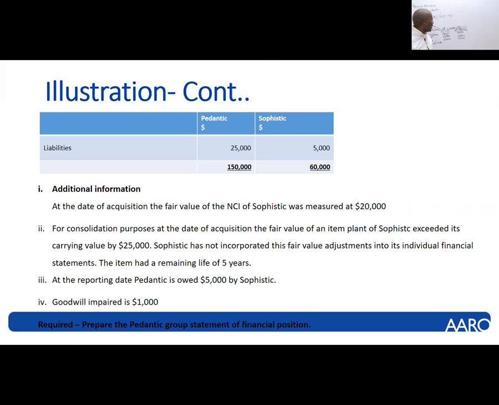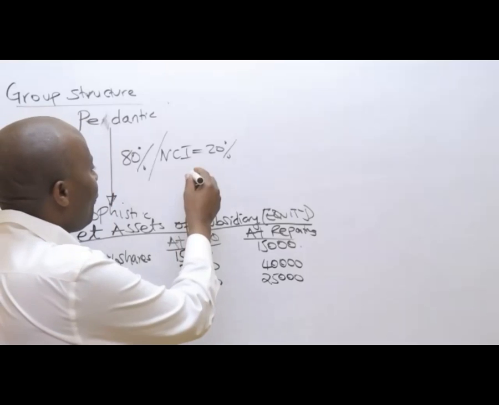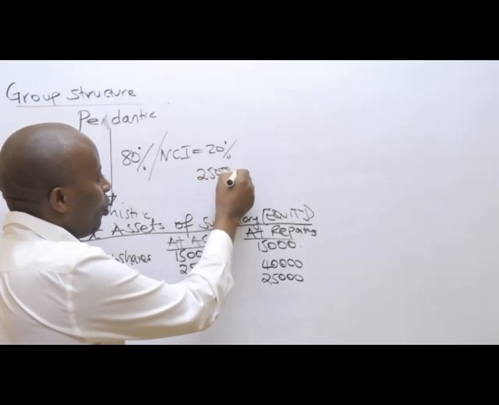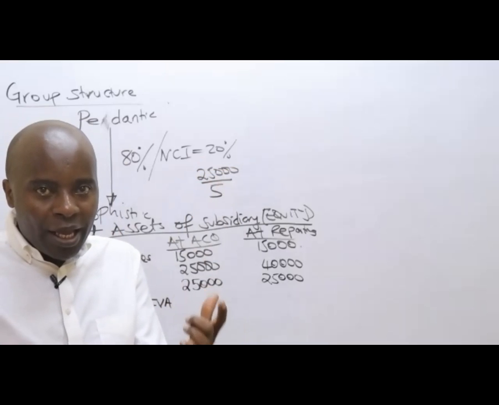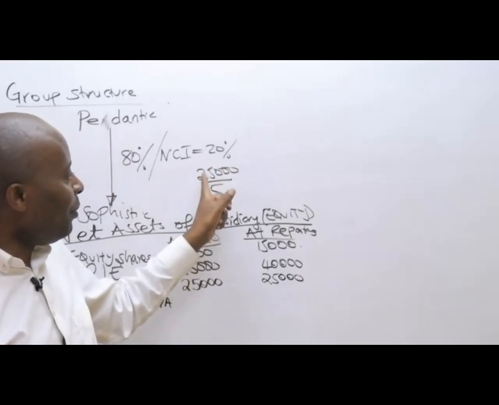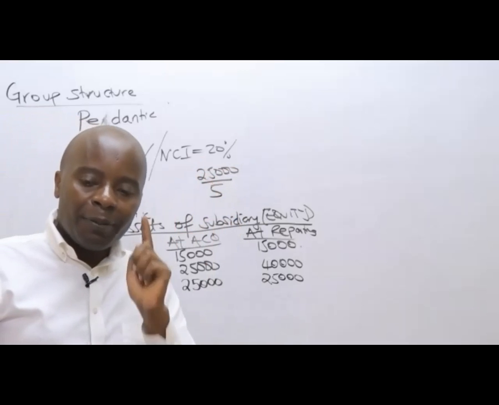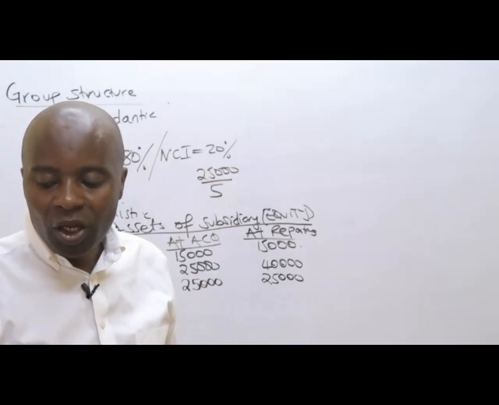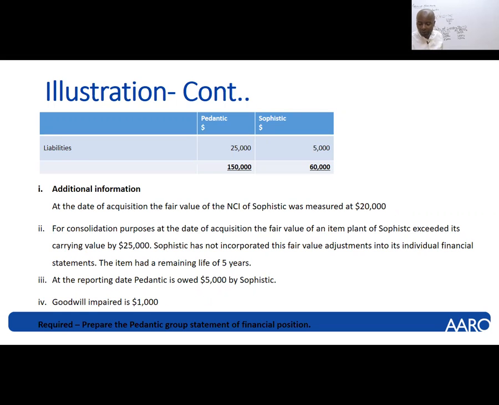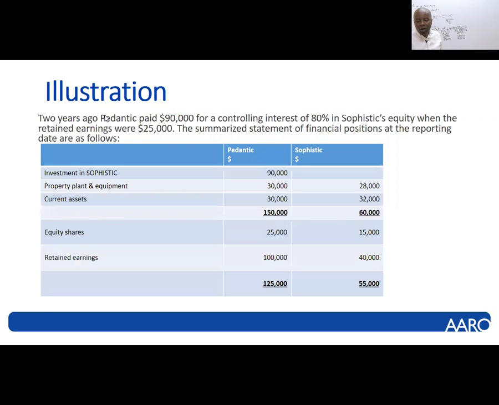So meaning what? Ladies and gentlemen, listen here. What do we have? We have depreciation per annum. It will be this fair value adjustment of 25,000 divided by 5 years, because there is no residual value. So straight line method will be 25,000 divided by 5, which gives me depreciation of this fair value adjustment per annum. But how many years have we stayed with this subsidiary? Since acquisition, 2 years have lapsed. We are told here 2 years ago, Pedantic paid. So times 2. So this will be 25,000 divided by 5 is 5,000. 5,000 times 2 is 10,000.